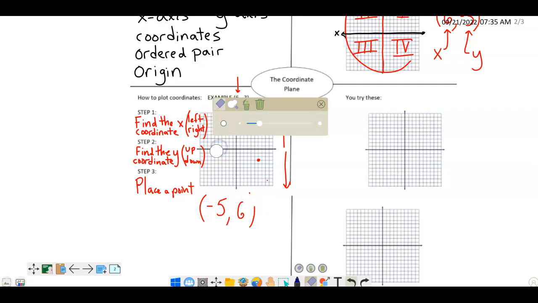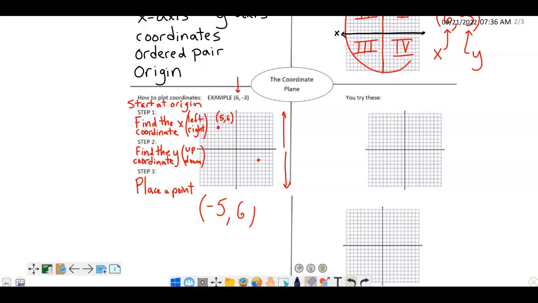I just want to get rid of that point right there. Okay, so that's how we plot our points. It's just start at the origin, move to the left or right, then move up or down, and then place your point. I should say start at origin up here. Why don't you write that down up here? Start at origin, very important.